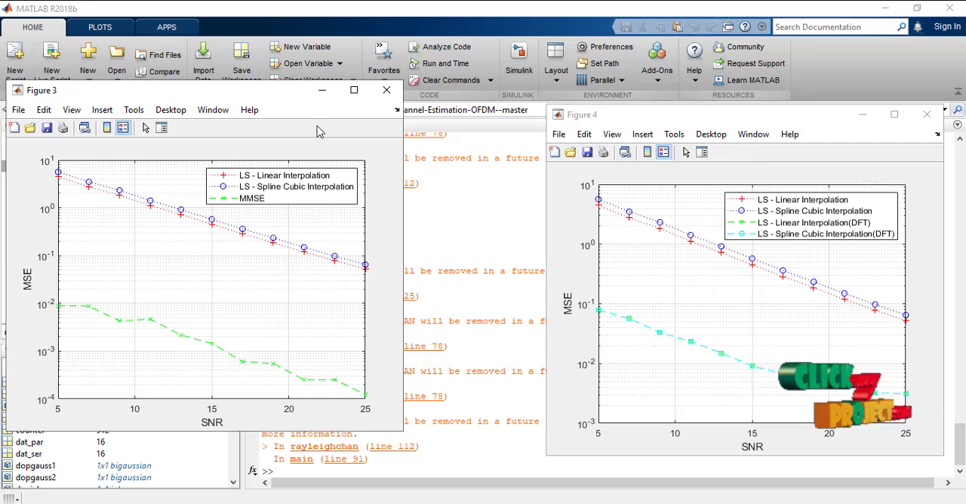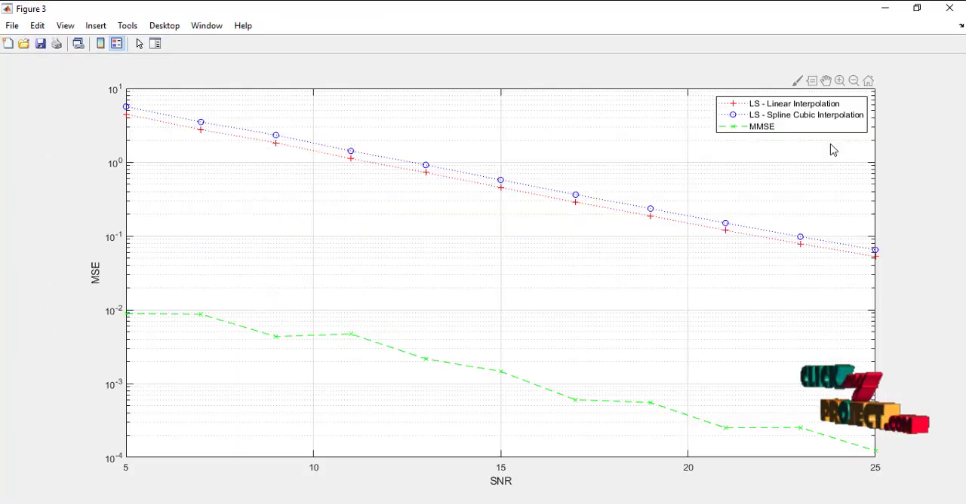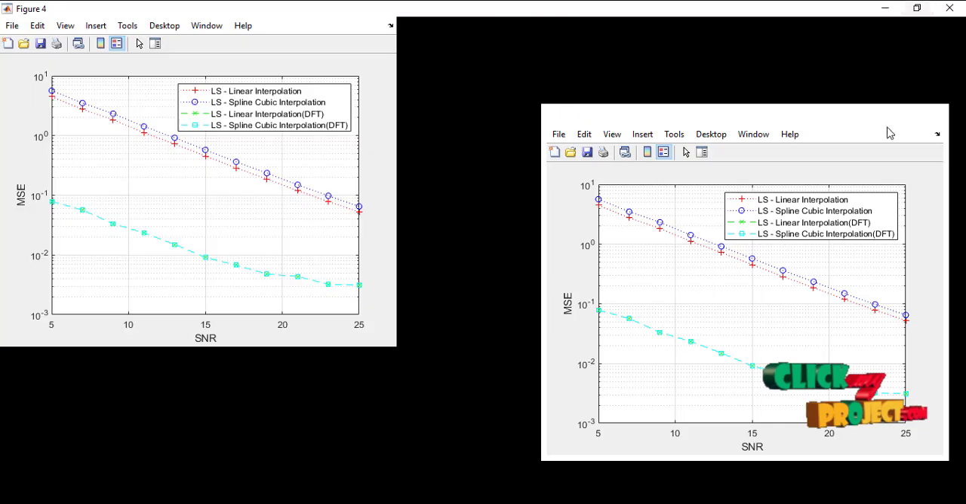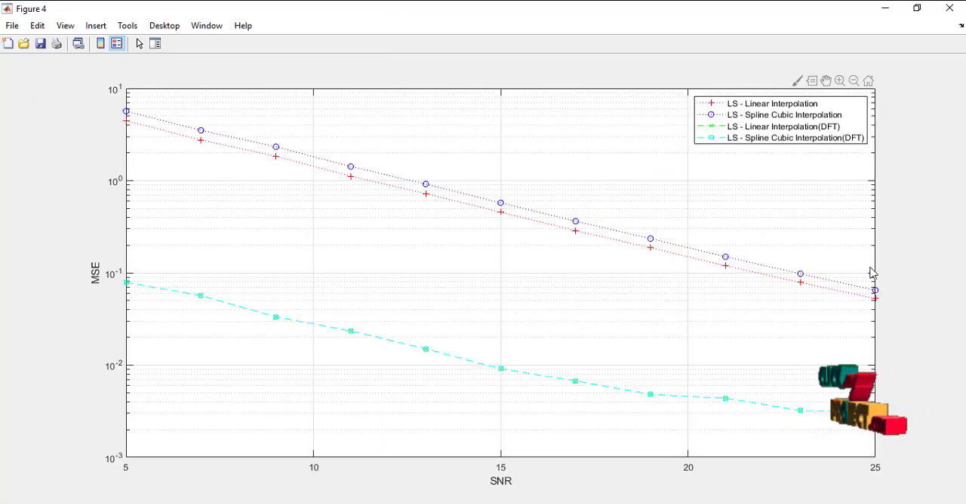And then this is a third diagram. This is also the relationship between the SNR and the MSE, with the first one being the linear interpolation, then the spline cubic interpolation, and the MMSE. And then this is the fourth one. This is also between the SNR and MSE. These are the linear interpolation, cubic, DFT and DFT. These are the four graphs we got from our MIMO process.